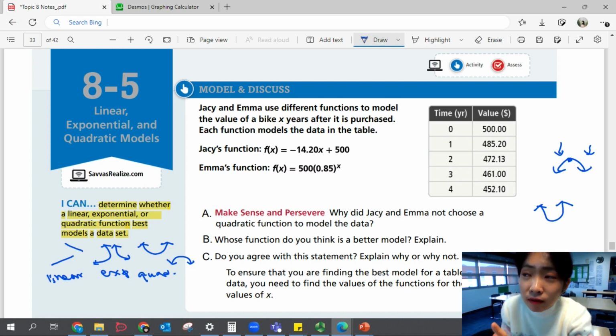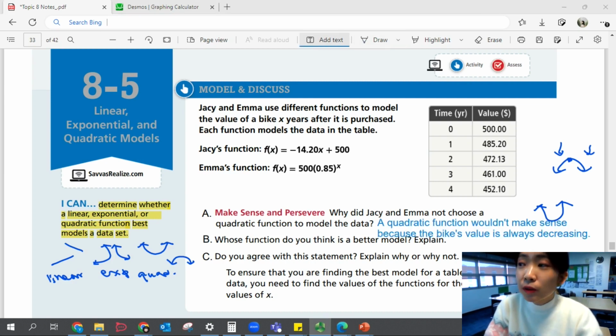Because we're looking from left to right when we're talking about whether the value is increasing or decreasing. So a quadratic function has both increasing and decreasing parts unless you limit your domain. Okay, but that would be enough reason for part A because it is always decreasing. So you can write that a quadratic function wouldn't make sense because its value is always decreasing and there's no point where it starts to increase.